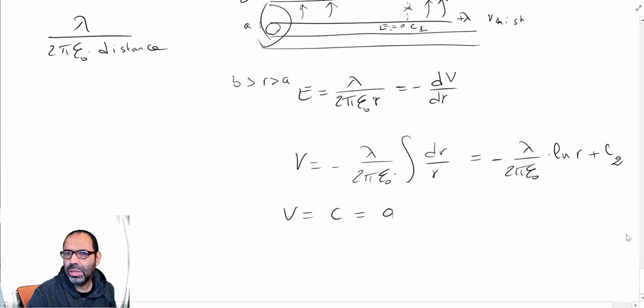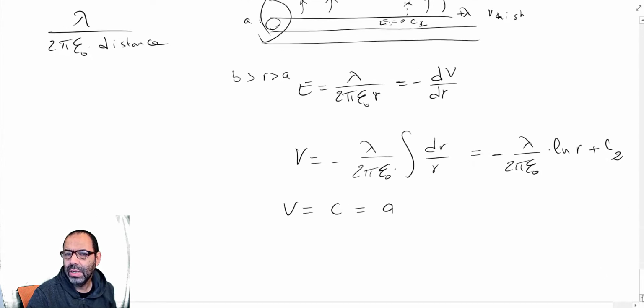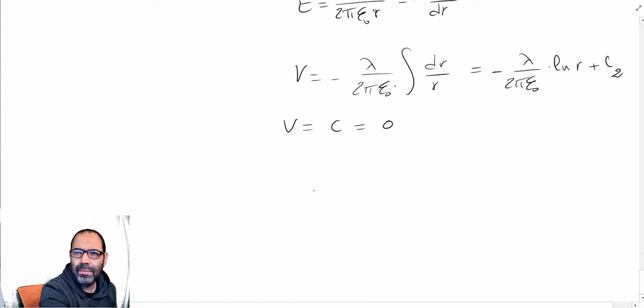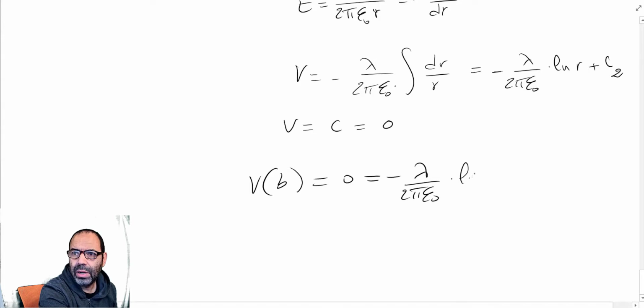I will use continuity to find what that constant C2 is. I'm going to require that V sub b, which is 0 on one side, must also be equal to minus lambda over 2 pi epsilon naught ln of b, plus C2. So clearly C2 is equal to lambda over 2 pi epsilon naught ln of b.